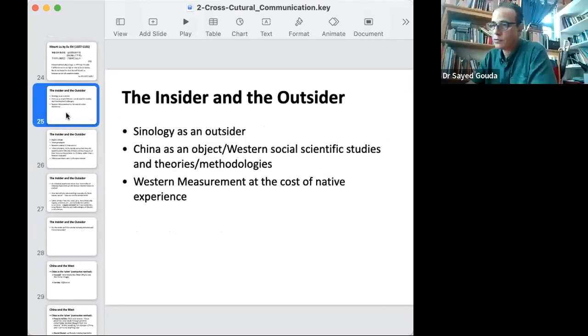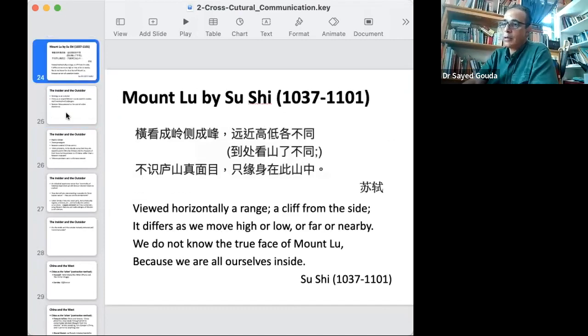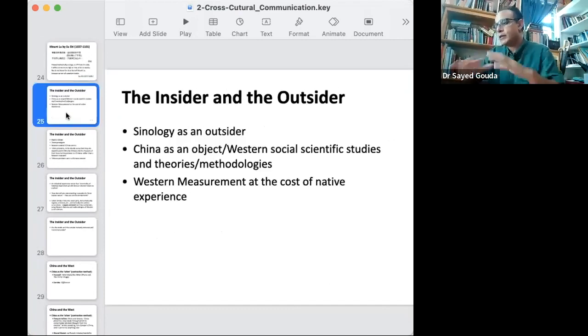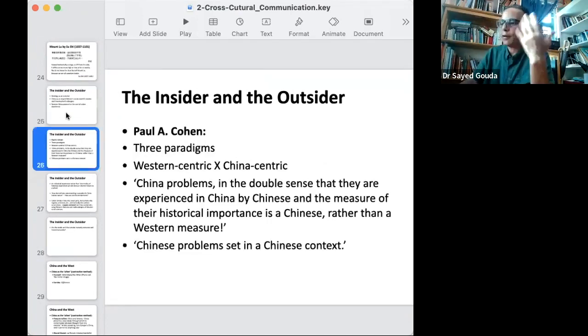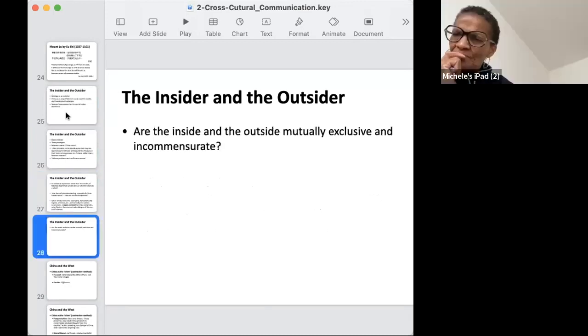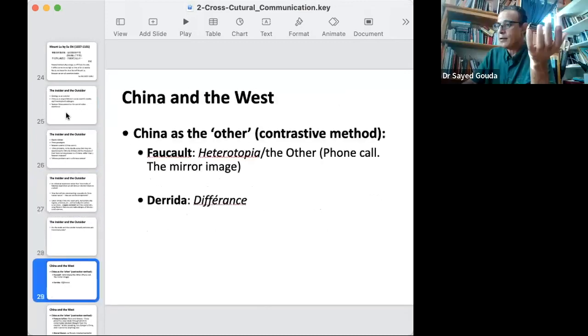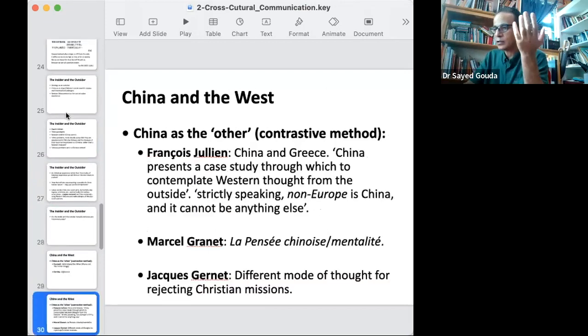Well, a very good question. And yes, of course. As I said, it's the French and American scholars. They look at China as l'autre, the other, of what is non-Western. But again, like here Foucault called it heterotopia and différence, Derrida said, and so on.